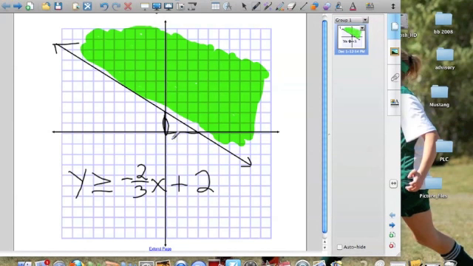Now let's check to see if point 0, 0, since 0, 0 is not one of the solutions, when 0, 0 is put in here, it should be untrue. So let's see what happens here. Let's put 0. Is 0 going to be greater than or equal to 2, because when we put 0 in there for x, that becomes 0. Is 0 greater than or equal to 2? Is that true? And that is false, so therefore we know that our shading is correct, that it should be above the line.